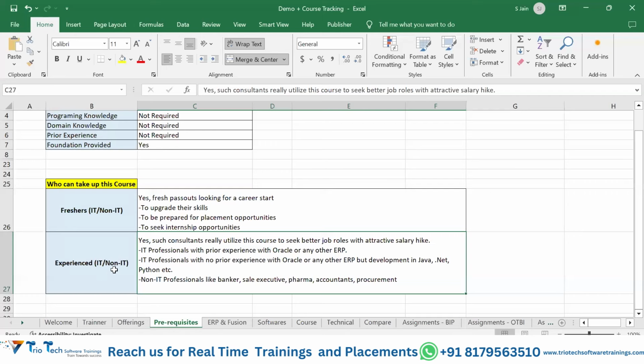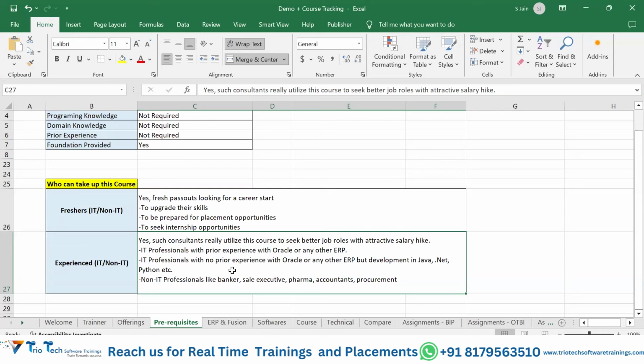If they are in IT, they might already be in Oracle-related technologies or something other than Oracle. This training has been designed in such a way that once you complete all the training and all the assignments that we provide, you can easily claim that you are a trained Fusion technical consultant, or an experienced Fusion technical consultant with 2 to 3 years of experience.